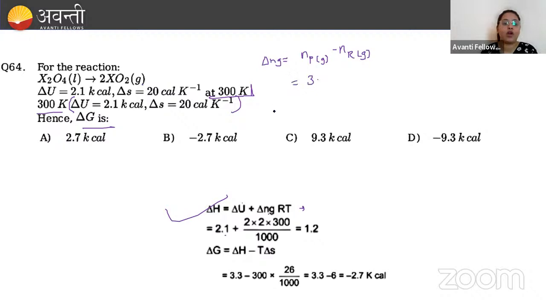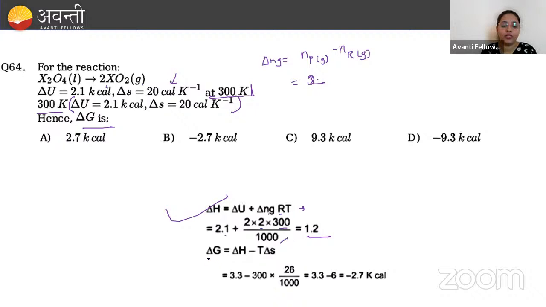That's why the number of moles of gaseous atoms in the product will be 3. Sorry, not 3, 2. So 2 moles, and 2 into R, the value we have to take is 2, because this is calorie per Kelvin. That's why I have taken 2. Write the value of T, 300 divided by 1000. So delta Ng RT is equal to 1.2. When you calculate this, you will get the value of delta H, that is 1.2.